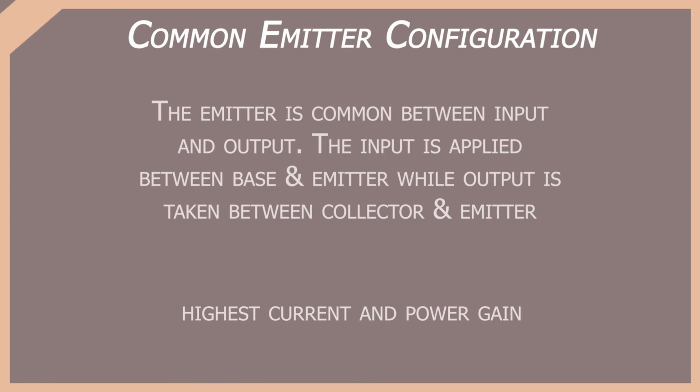The reason is because the input is at a forward bias junction, so its input impedance is very low, while the output is taken from a reverse bias junction, so its output impedance is very high.